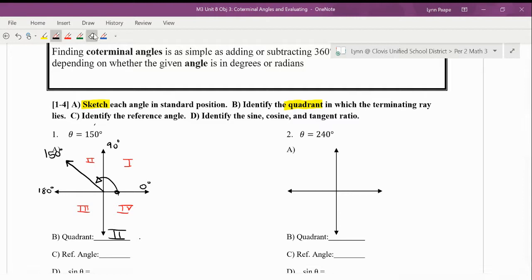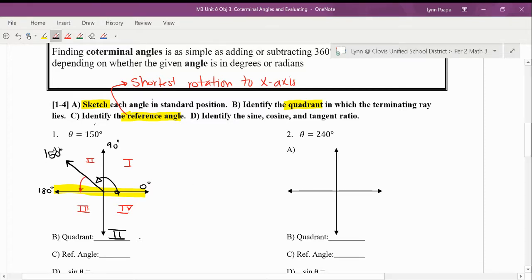And then for part C, they want us to find our reference angle. So remember, reference angle was the shortest rotation to the x-axis, right? So let me highlight the x-axis here. I have to drop that terminating ray to the x-axis. So am I going to backtrack to 0 or move forward to 180? I'll move forward to 180 to get to that shortest.